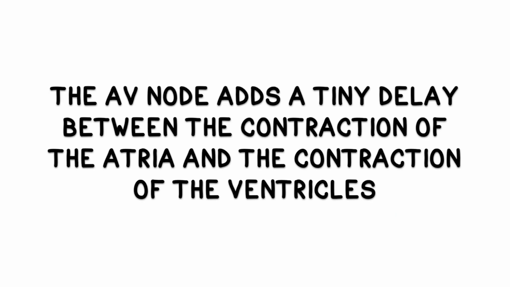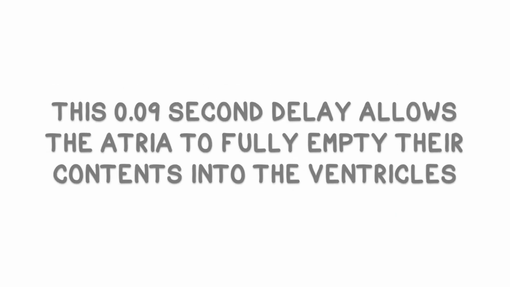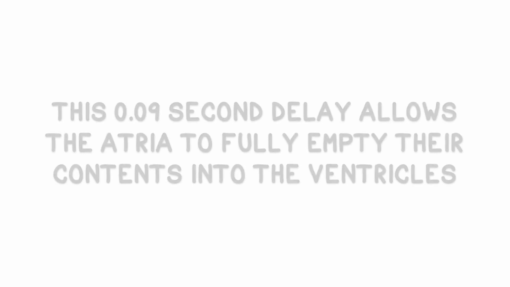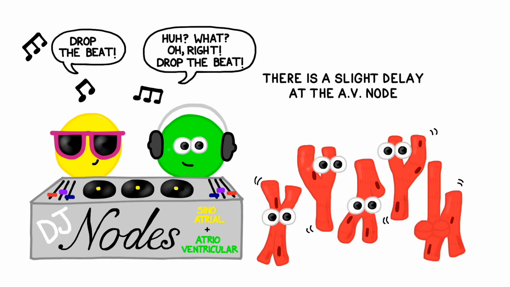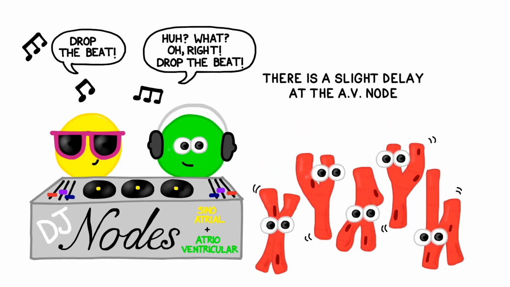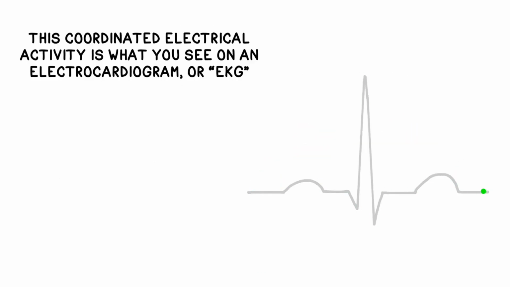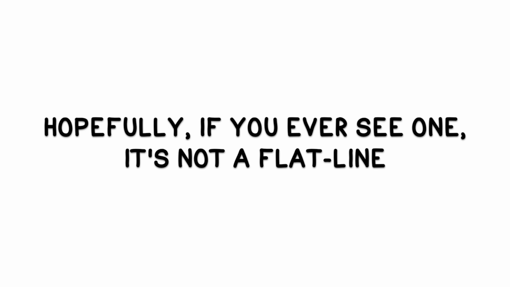This second process includes a tiny delay, which allows the atria to fully empty their contents into the ventricles before the ventricles contract and push the blood out. In short, after the SA node first gives the command, the AV node repeats it and tells the crowd to drop the beat. This coordinated electrical activity is what you can detect and record using an EKG or electrocardiogram. Hopefully, if you ever see one, it's not a flatline.